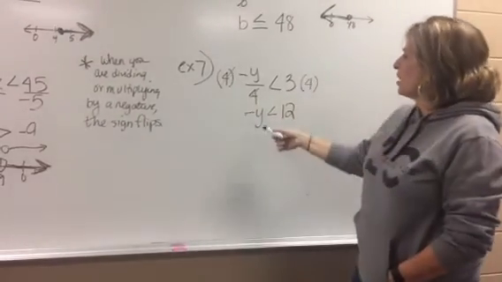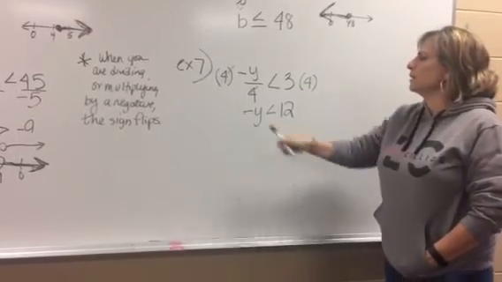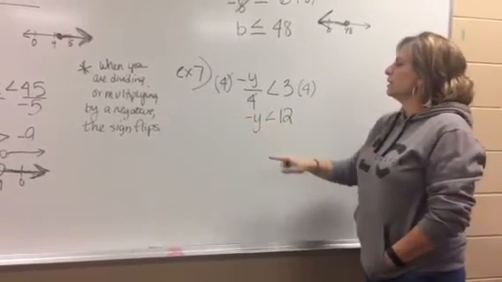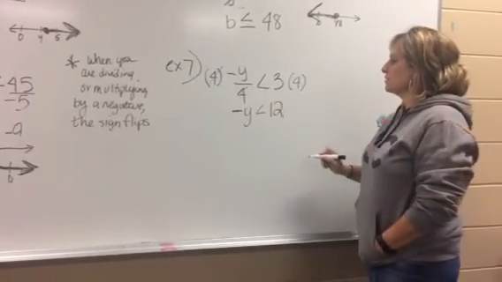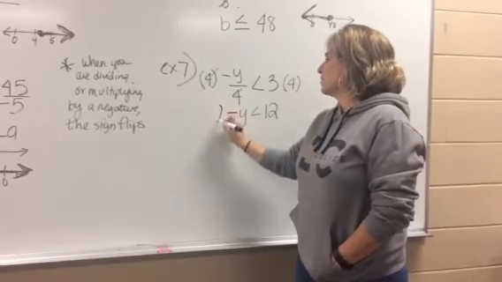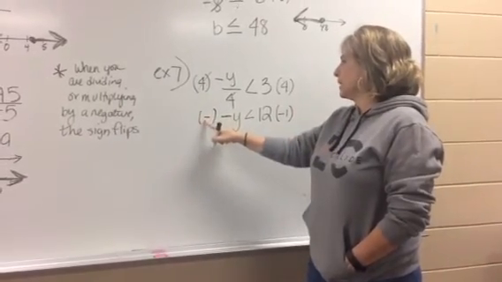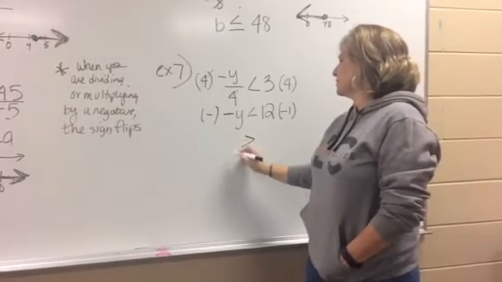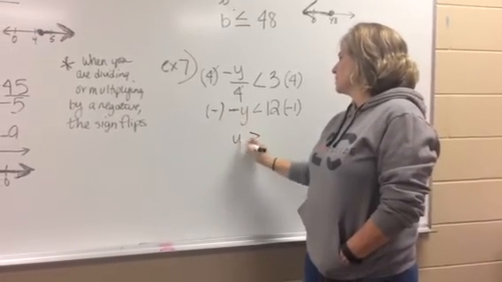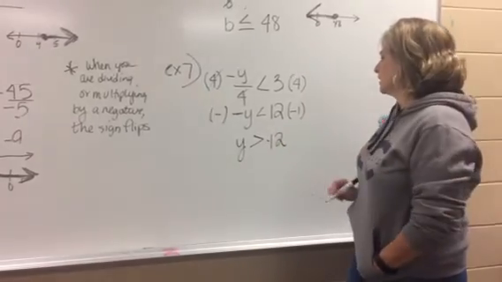You can never solve for a negative variable. We've talked about it time and time again. How do you get rid of that negative? You can either multiply by a negative or divide by a negative to make the negative go away. So I'm going to multiply both sides by a negative. When I multiply by a negative, my sign flips. Negative times negative is a positive. Negative times a positive is a negative.